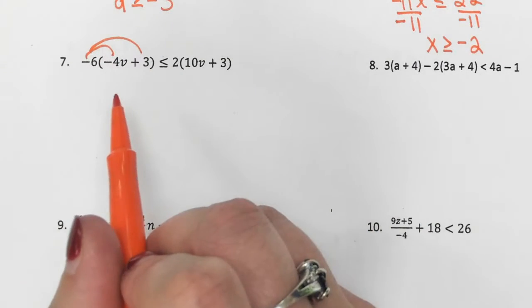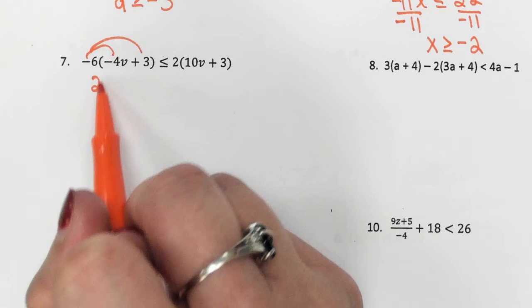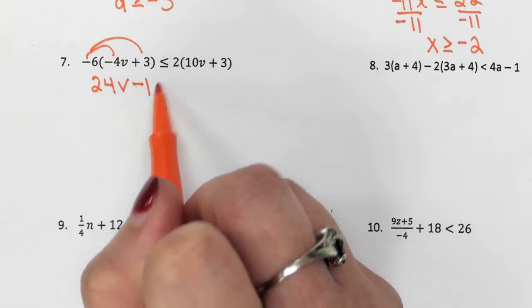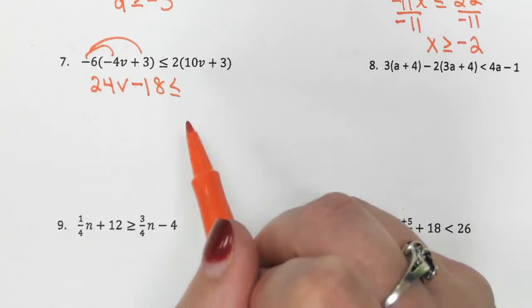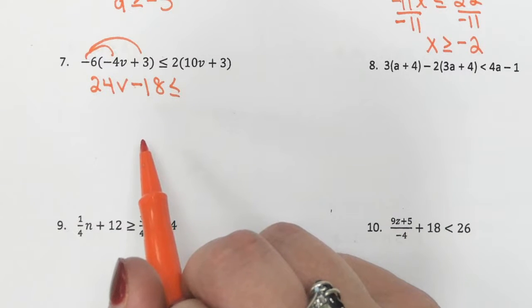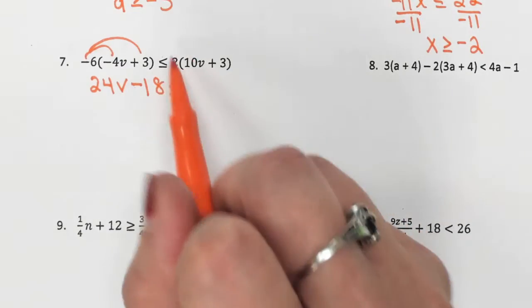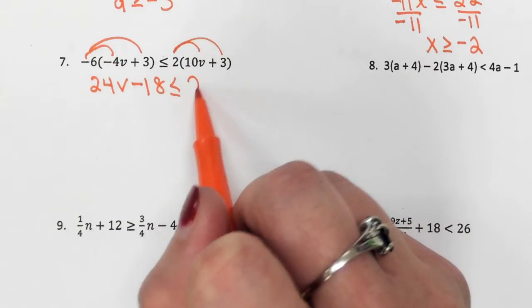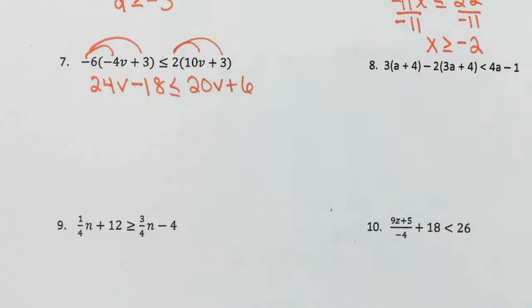Who is that? Okay, EJ. Somebody let EJ in, please. 24b minus 18 less than or equal to. Distribute, you get 20v plus 6, right?